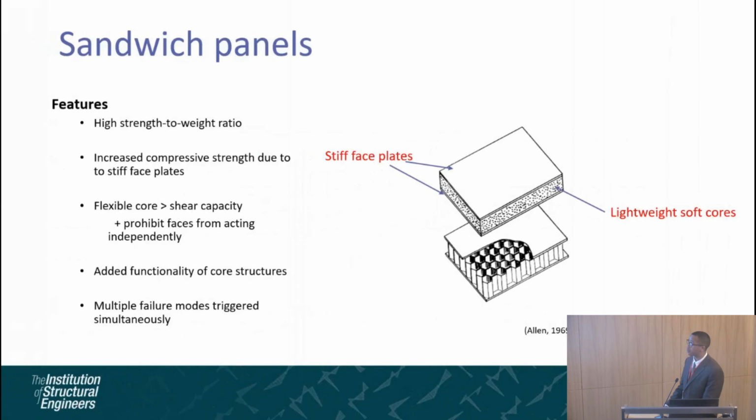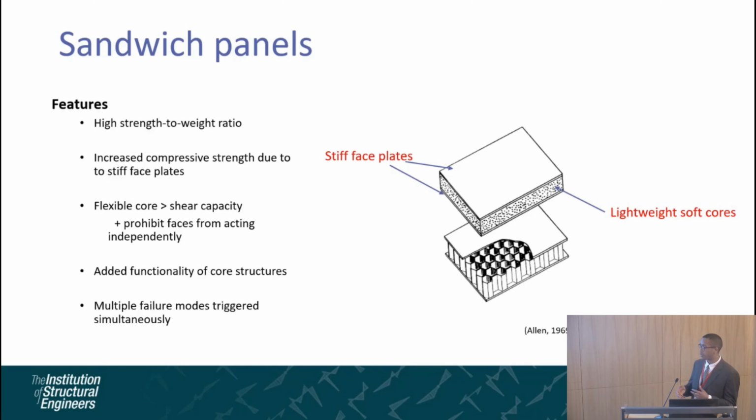So moving on from there, we've been looking at sandwich panels. As you may know, sandwich panels are composed of two stiff face plates and a lightweight core structure. The flexible core often allows greater shear capacity and can also have added functionalities such as insulation. Here there are examples of two types of cores. The first one is a foam core, and the second one is a periodic hexagonal lattice form. We're more looking into the second type of core structures.